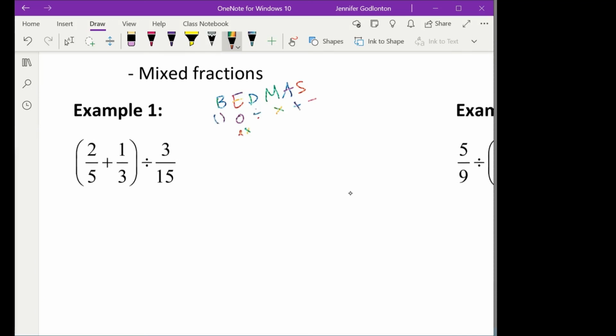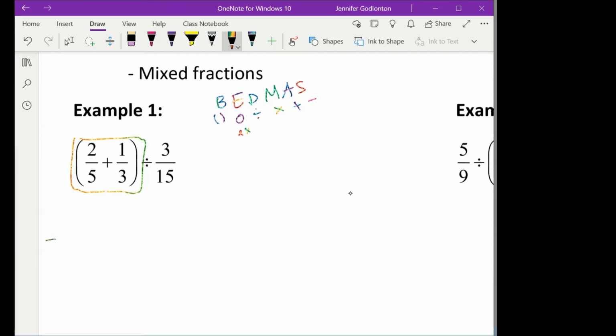So if I'm looking at this question, the first thing I have to do is my brackets. I have to do my 2 over 5 plus my 1 over 3. Now, for an addition of fractions, what do I need? For addition and subtraction of fractions? Common denominator. Exactly. When we have a plus or minus in fractions, we need a common denominator.